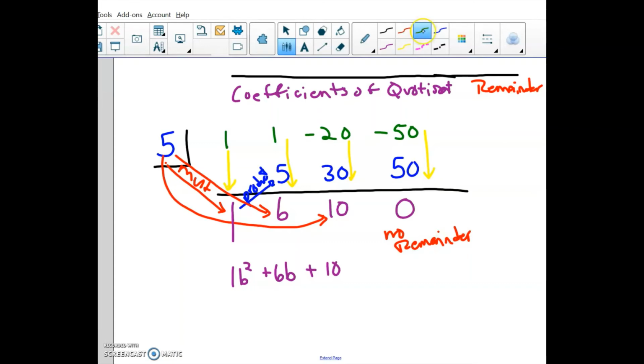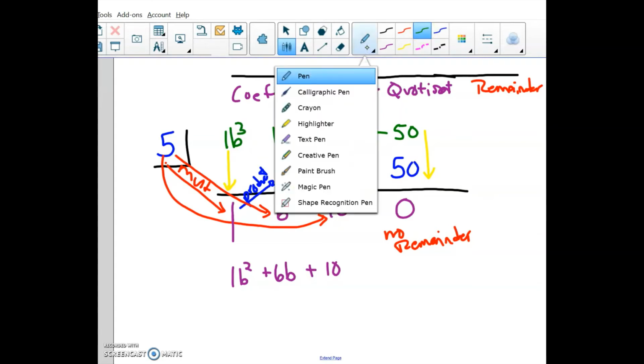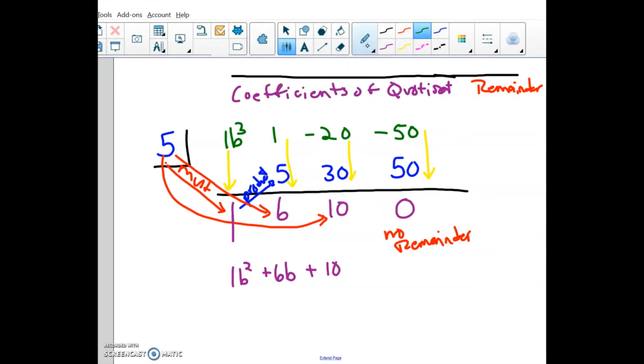One thing to point out, when we started this problem, it was b to the 3rd power. So we have what's called a depressed polynomial. It's called a depressed polynomial, not bi, poly.